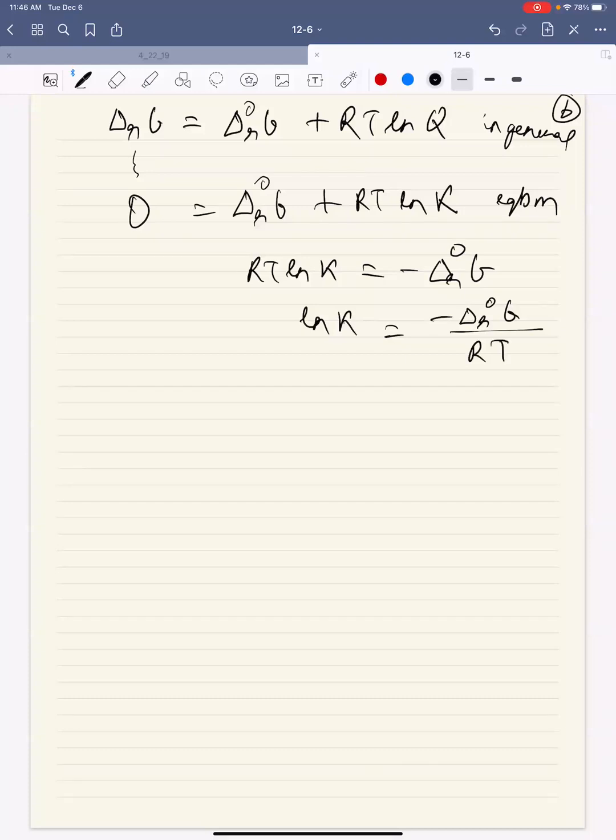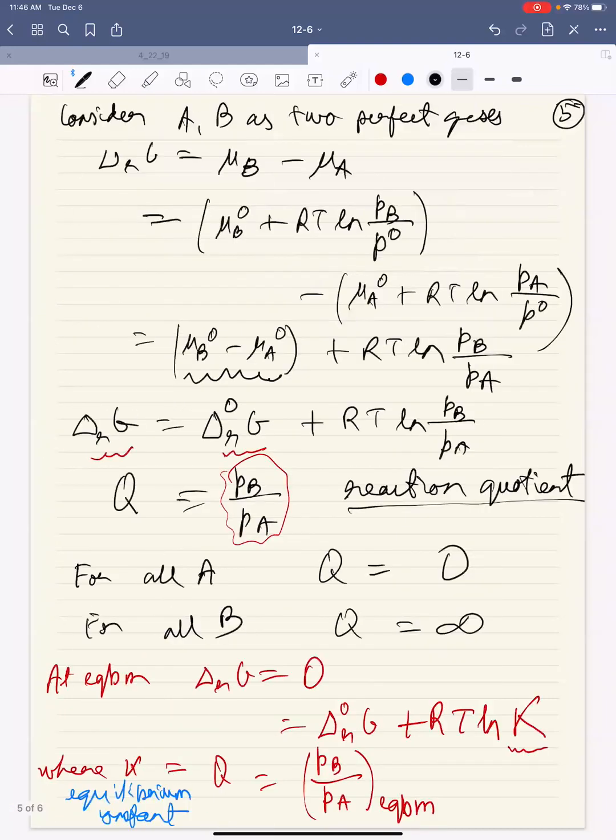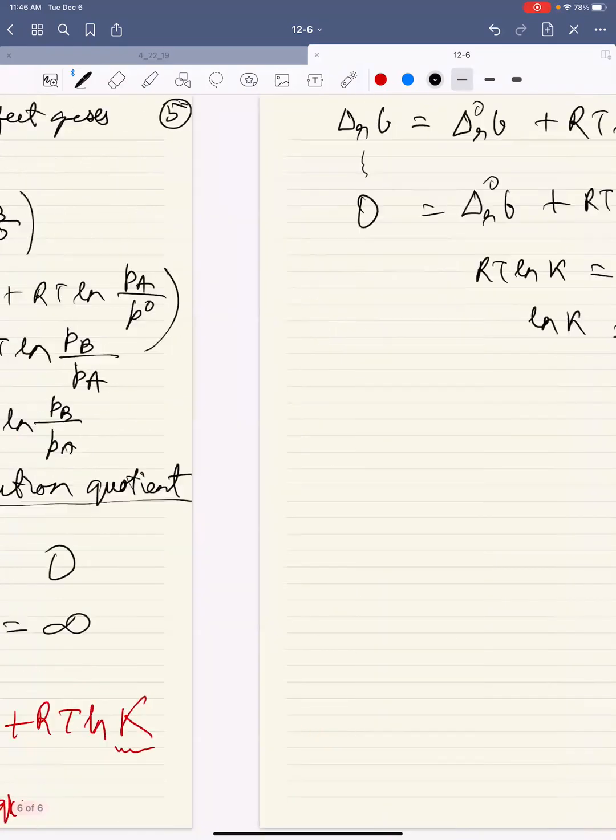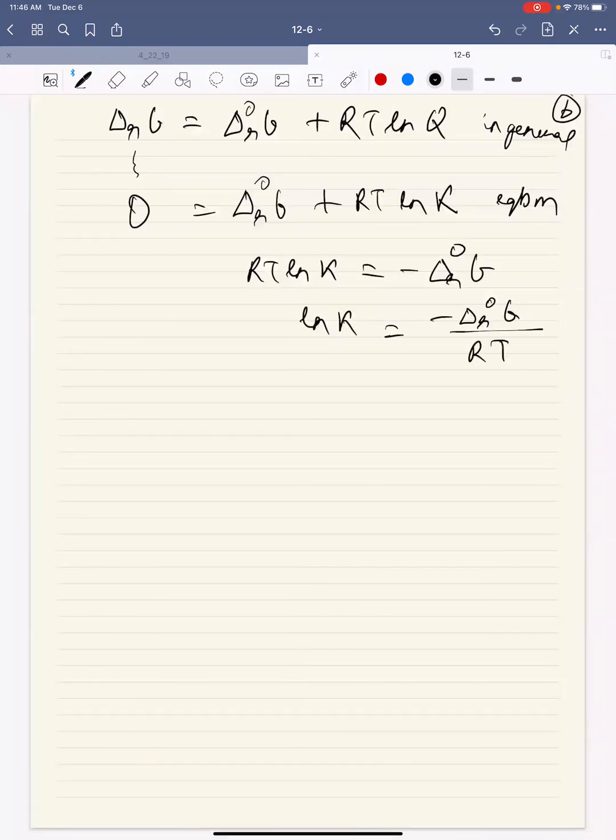How do we get delta_r G naught? That is a difference of the chemical potentials, right? And I'm telling you that chemical potentials have been tabulated in tables by doing experiments because they are state functions. So this is how we can go for any arbitrary reaction and calculate the ratio of A and B at equilibrium. That's powerful, right? That is really telling you something about what is happening in the reaction.